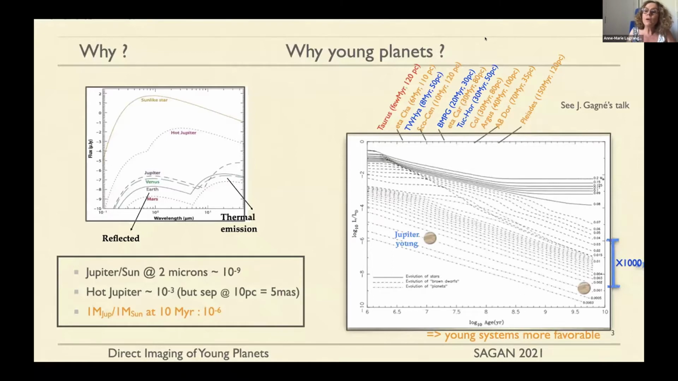And we are lucky enough to have several young associations very close to the Sun, at less than 100 parsecs, let's say, or a little bit more. Close young associations, star-forming regions. So there are plenty of objects to look at in this regime, let's say, younger than 100 megayears.